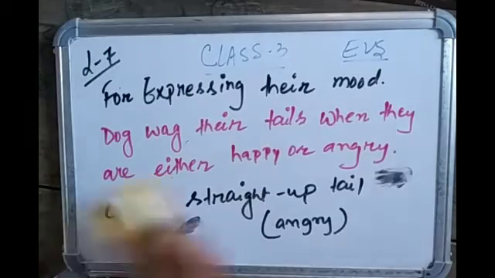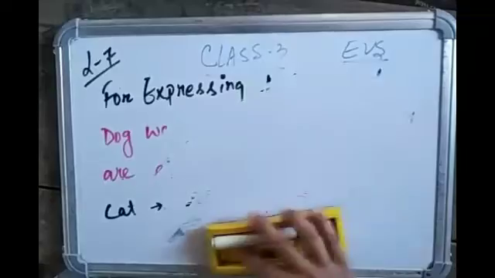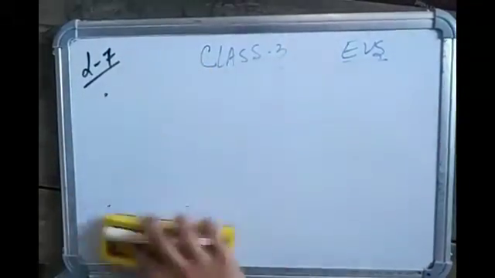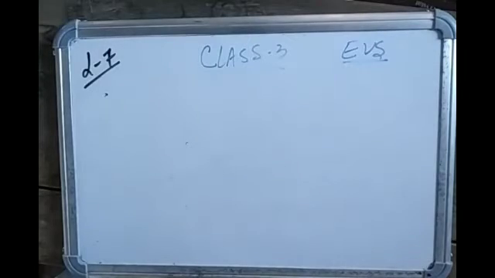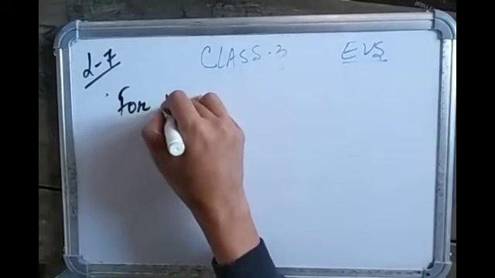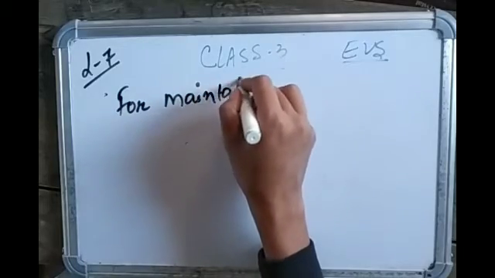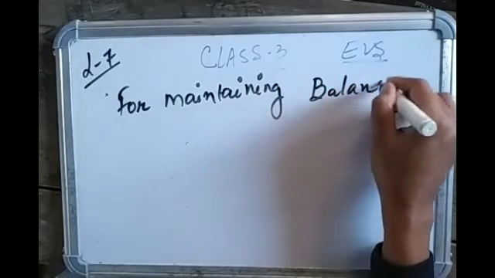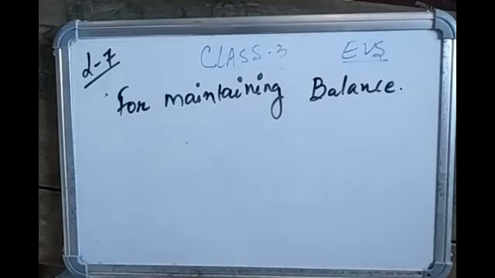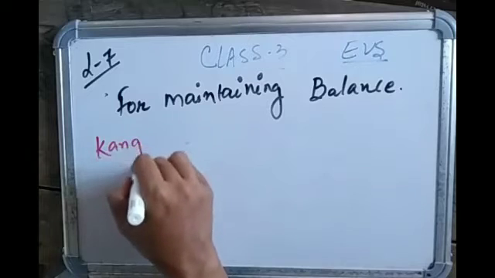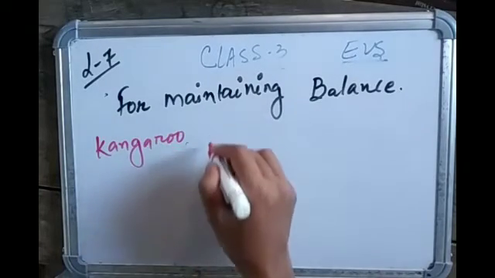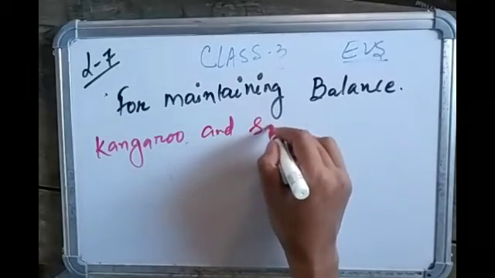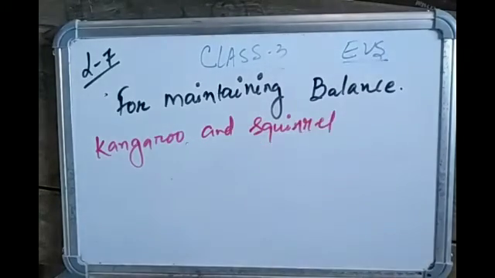Next is for maintaining balance. Kangaroo and squirrel are taken as examples in your textbook. Kangaroo and squirrel use their tail to maintain balance.